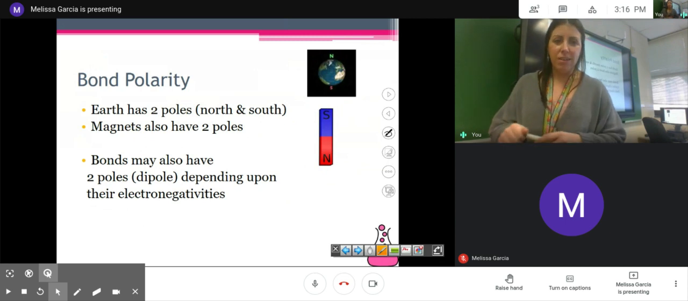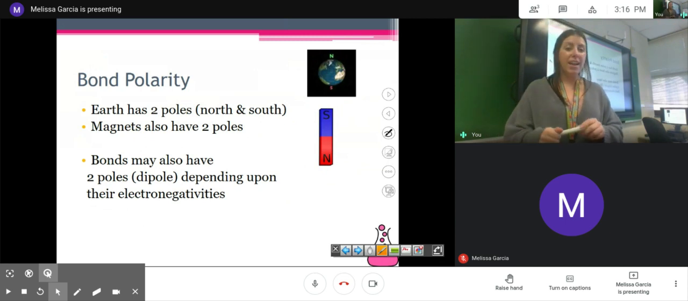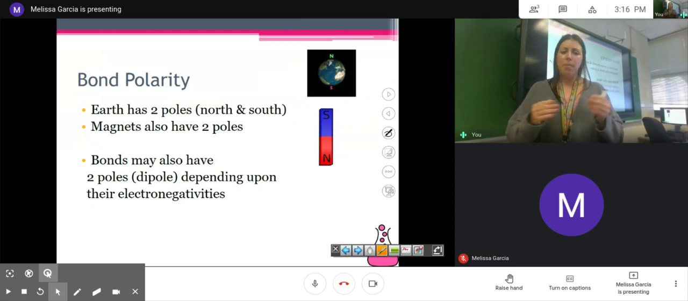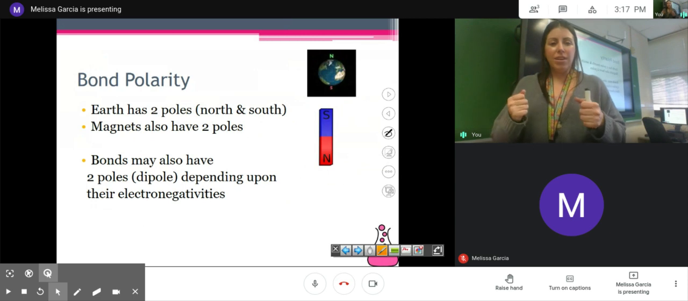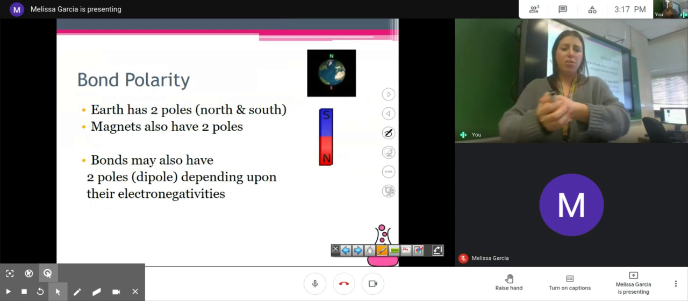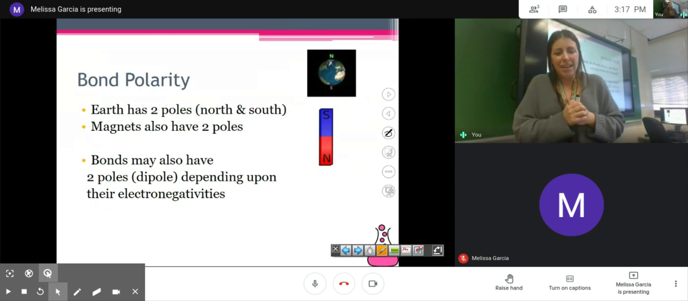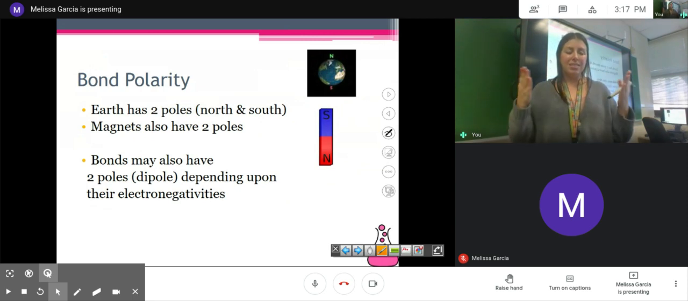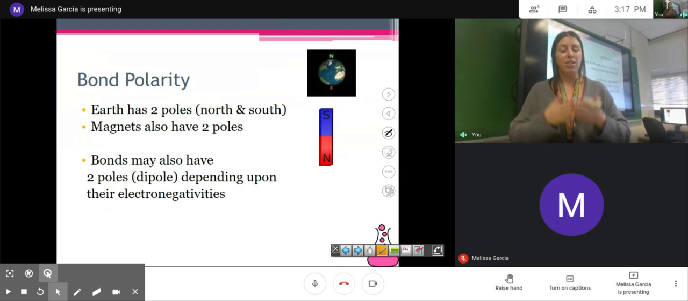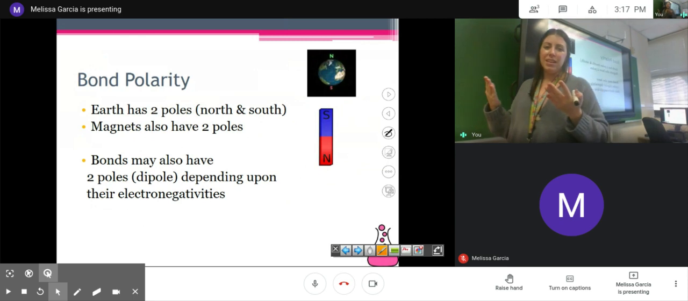Remember, electronegativity is the strength of attraction for the electrons that the atoms have in that bond. So remember we compared it to a tug of war on Friday? Well, the electronegativity tells me how strongly that atom is pulling on its electrons in that tug of war. If one atom is stronger than the other, that's going to create this polarity, or going to create 2 poles here, one that's really strong and one that's really not strong.